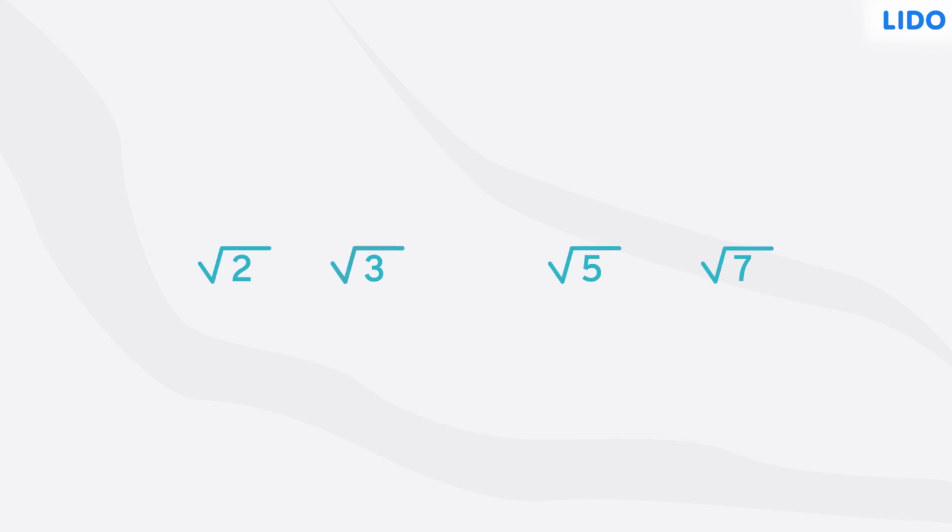There are many numbers other than the square root of 2 that are not rational numbers. We group them separately in another set of numbers called irrational numbers.